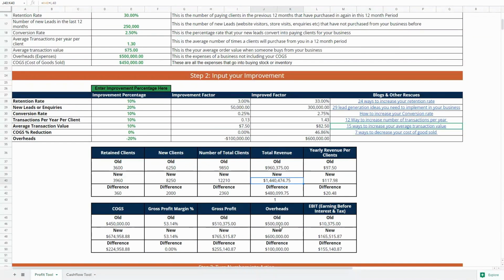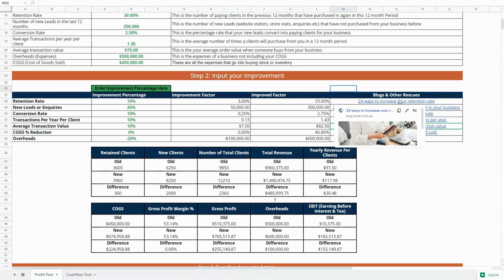This is fine for me to say, but the next question is: how do you improve each one of these areas, like how do you improve retention rate? So we've also included a few blog posts that we've written on each one of these areas. When you click on these links here, it'll take you to a blog post on, say, 24 ways to increase your retention rate, or 29 lead generation ideas, so that you can actually implement this stuff into your business.